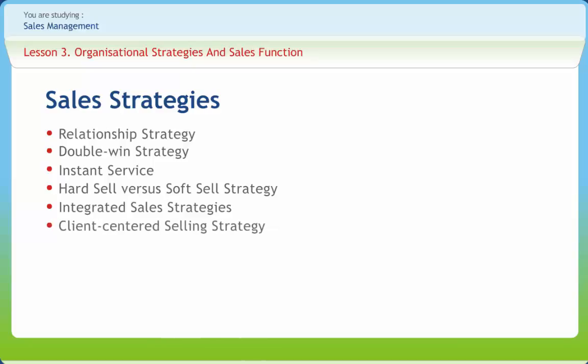Client-centered selling strategy focuses the entire selling process and efforts on the client's needs, problems, and successes. Once salespeople learn effective client-centered sales strategies, it is critical that these new skills are embedded in their daily work practices. To achieve this, these new work practices must be measured, coached, and consistently reinforced.